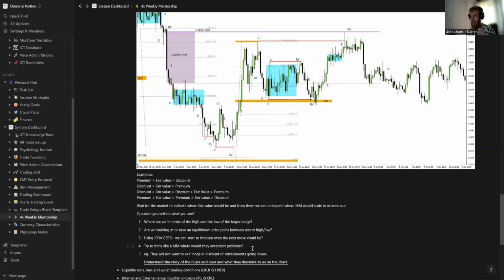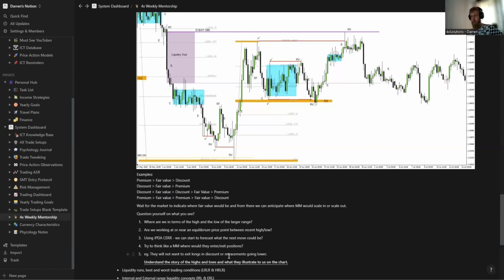They're taking thousands and thousands of lot sizes, and they cannot enter just one position and then hold it, because that would affect price too much. So they have to accumulate orders underneath lows, underneath inside inefficiencies. They have to accumulate a position or distribute it above an old high. So that's why we need to think like a market maker. They don't just take one order and then move the market.